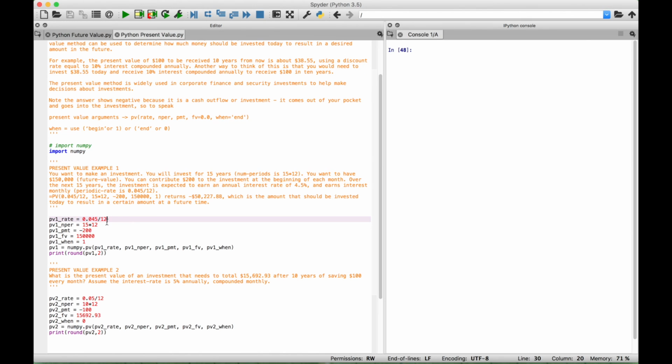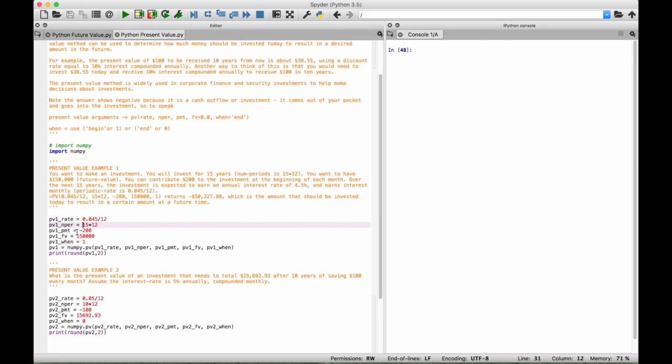And we do something similar to the number of periods. So since our example said we have 15 years to invest, we put in 15, but since the investment earns interest or compounds on a monthly basis, we need to multiply that 15 by 12 to get the correct number of periods. Okay, so our next argument is the payment, and in our example, we said we can contribute $200 to the investment at the beginning of each month.